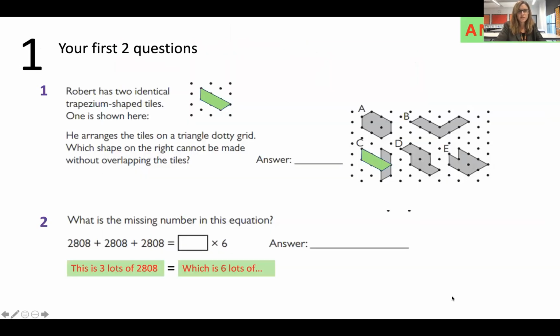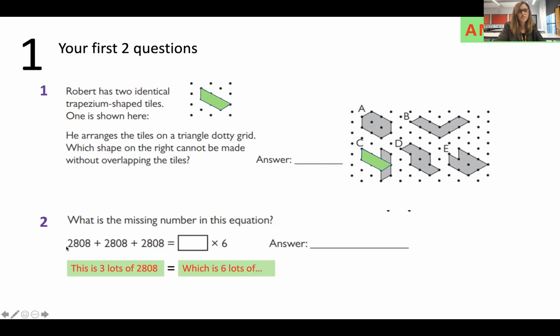Okay, so first one. So we've got 2 identical trapezium shapes. I've turned this one green and I've dragged it over here to show that C cannot be made without an overlap. So the answer to question 1 is C.